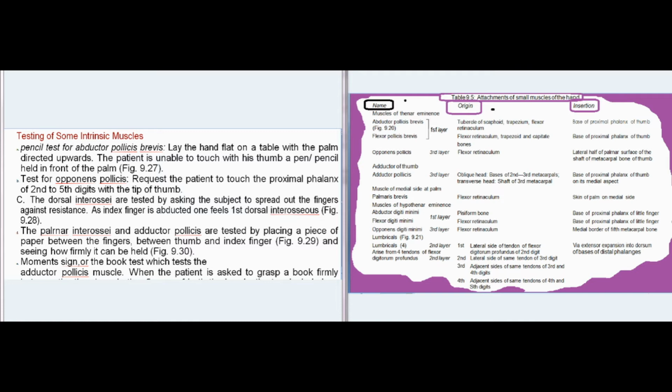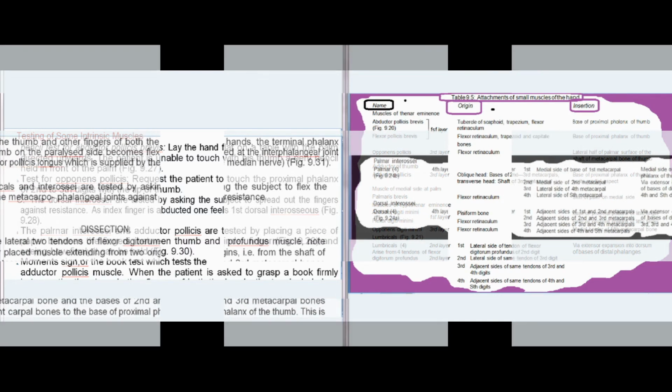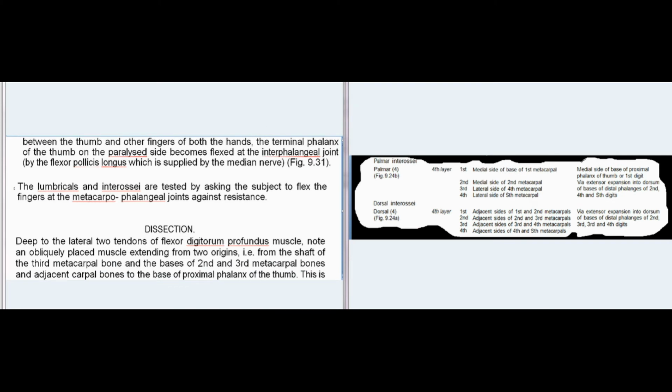Froment's sign, or the book test, tests the adductor pollicis muscle. When the patient is asked to grasp a book firmly between the thumb and other fingers of both the hands, the terminal phalanx of the thumb on the paralyzed side becomes flexed at the interphalangeal joint by the flexor pollicis longus, which is supplied by the median nerve, Fig 9.31.